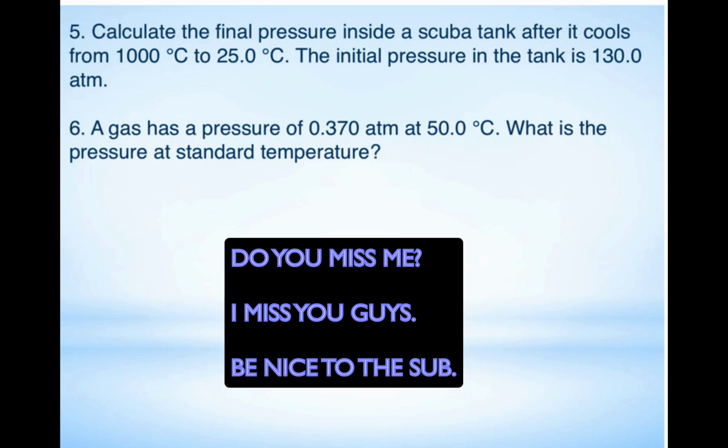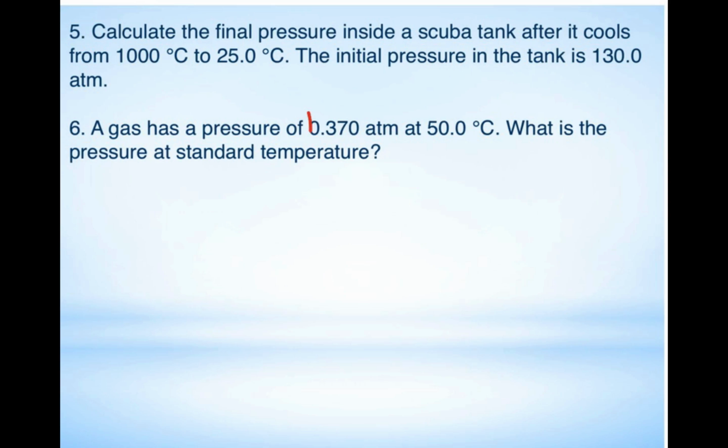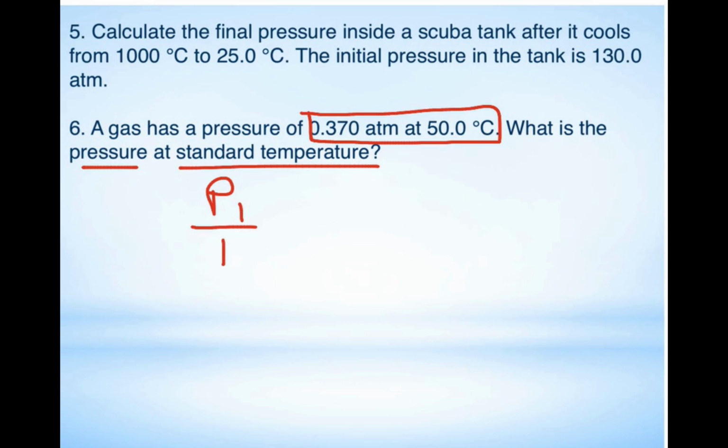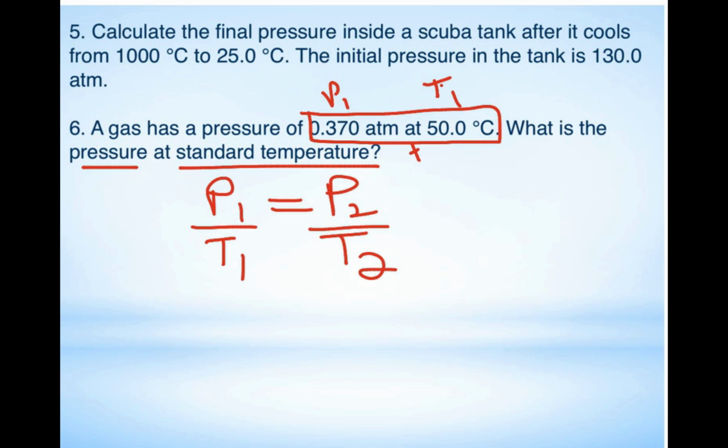Let's do another example. A gas has a pressure of 0.37 atmospheres at 50 degrees C. What is the pressure at standard temperature? Again, we're using Gay-Lussac's law. P1 over T1 equals P2 over T2. In this problem, here's my initial pressure, here's my initial temperature. Again, I have to change my temperature to Kelvin, which is 323 Kelvin.